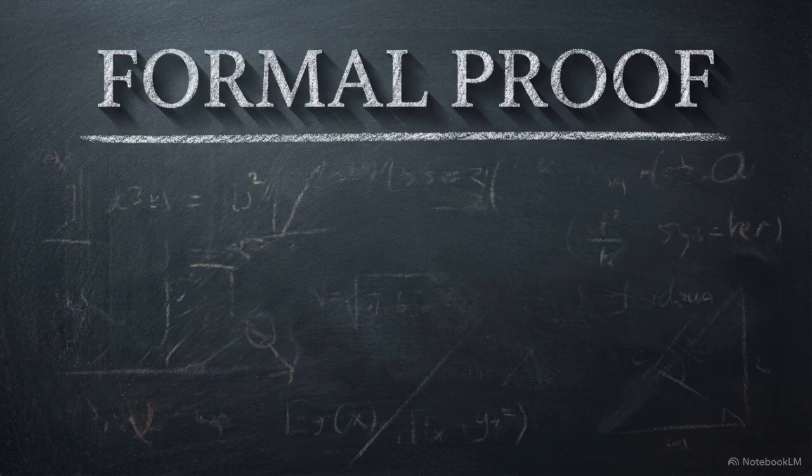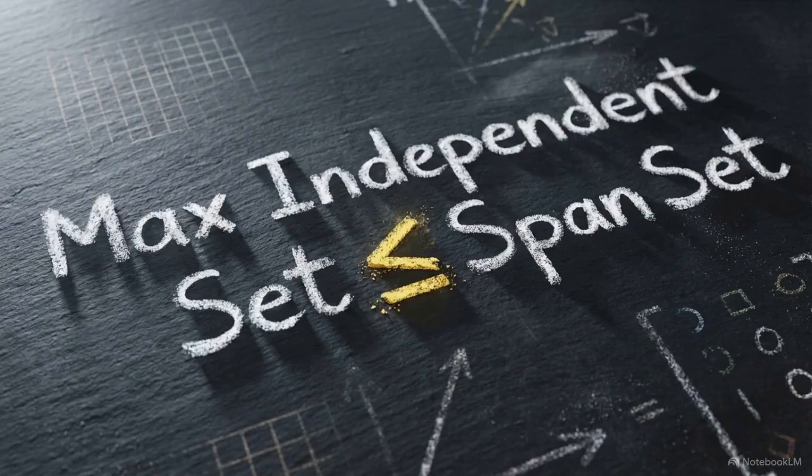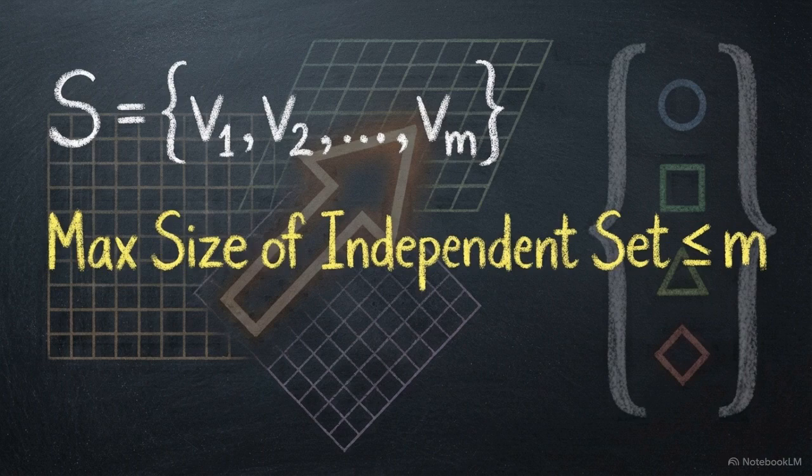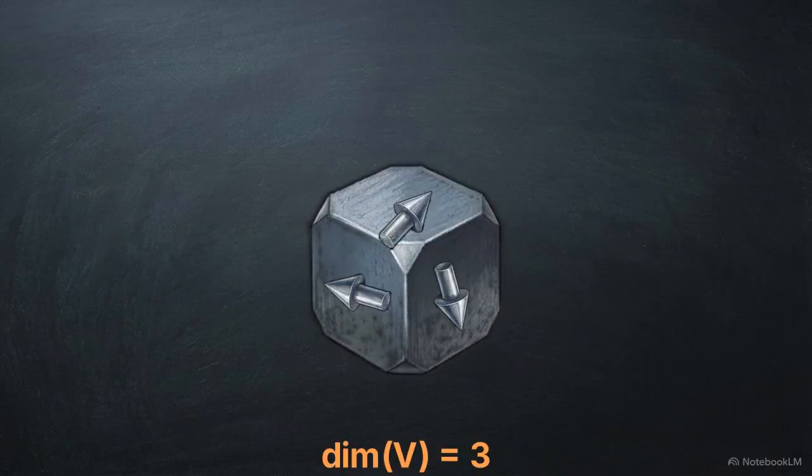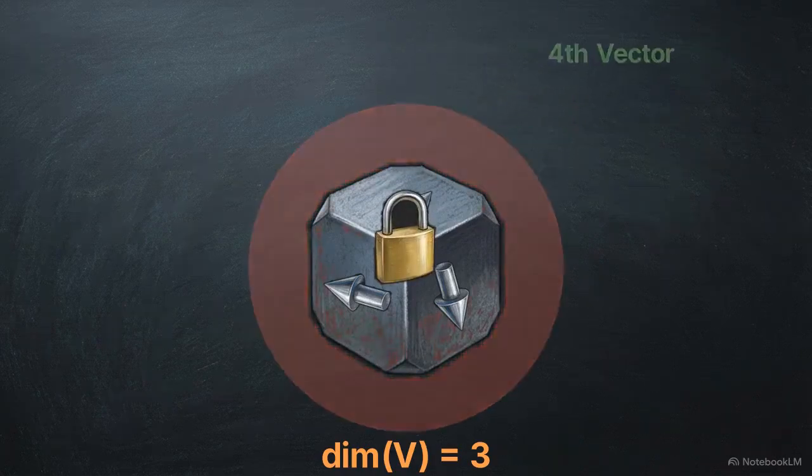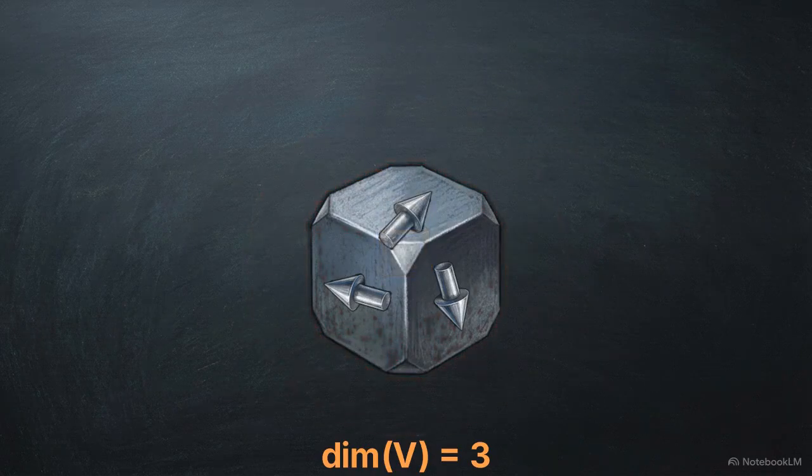Hoffman and Kunze formalize this limit in Theorem 4. If a vector space is spanned by m vectors, any linearly independent set in that space must contain less than or equal to m vectors. This theorem mathematically caps the size of any independent set. You cannot cram 4 linearly independent vectors into a three-dimensional space. The math will not allow it.